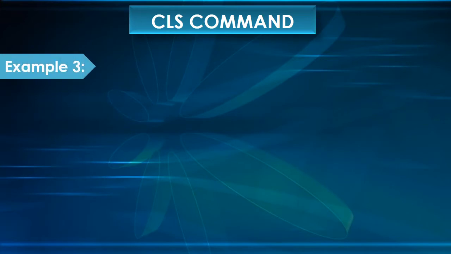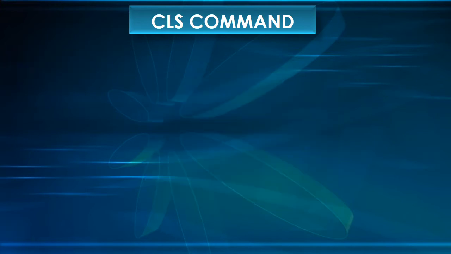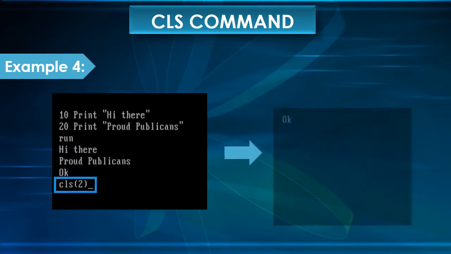Okay, let's see another example. You know that CLS 1 is used for the graphic screen. It will not work in the text screen. So it just gave an OK message when I applied CLS 1. Okay, one more example. You know that CLS 2 is used for the text screen. So when I applied CLS 2, it cleared the text screen.